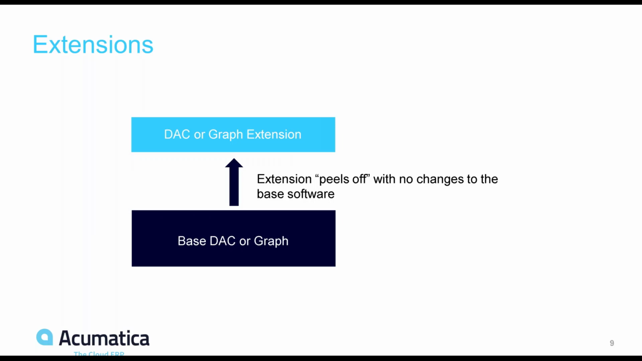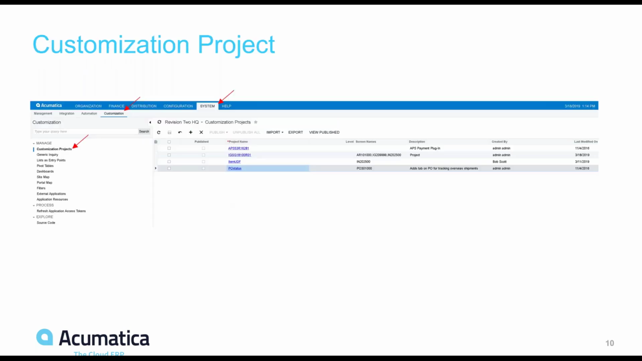So the number one thing, you can make some very strange customizations, and you can really tinker with it, and you can just peel all of your customizations off, and you won't have broken your instance of the base software. So extensions and other customization elements exist in a customization project. And you can find a customization project in System, Customization, Customization Project. And you can see here in this table, this is the list of all the active customization projects on the Acumatica instance. And customization projects are published and unpublished to essentially apply and remove their functionality.